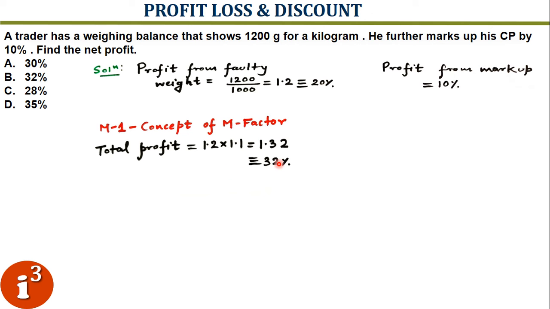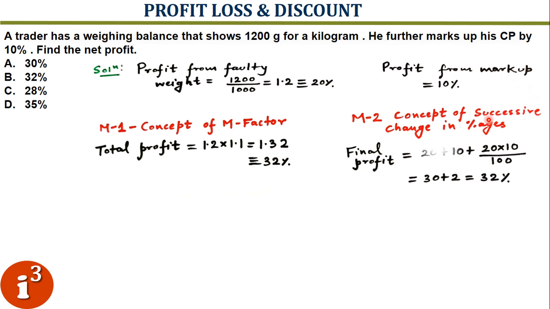This is option B. This we can solve also by the concept of successive change in percentages, which you have learnt in the module of percentage. So final profit will be A plus B plus A into B by 100. So 20 is one profit, plus 10 is second profit, plus 20 into 10 by 100. 30 plus 2, that is 32%. These two are easy, you can use them when the problem is easy.